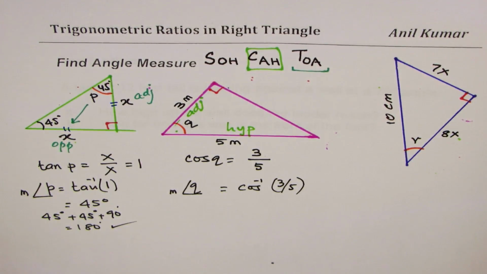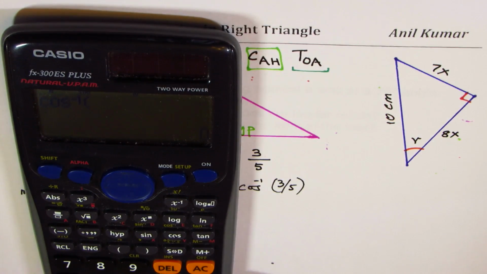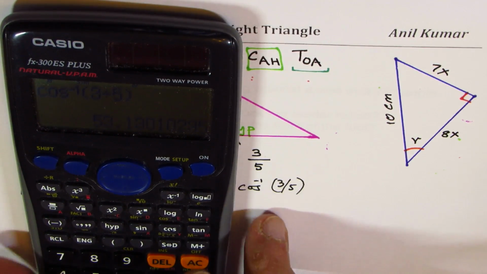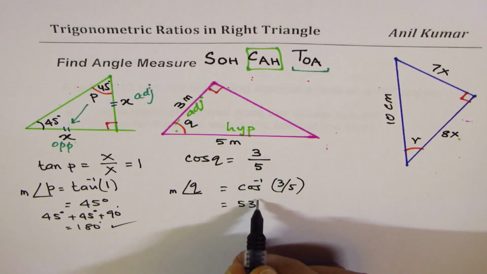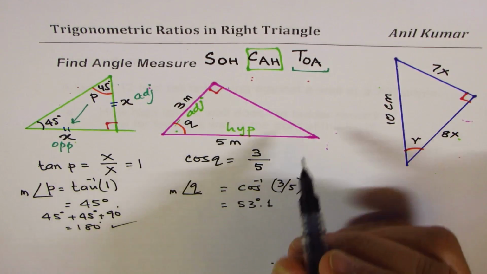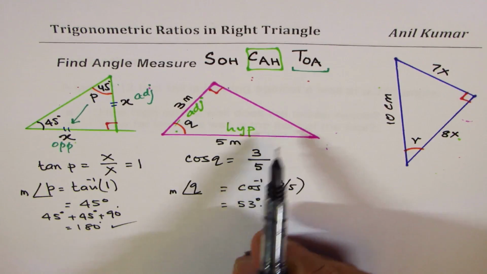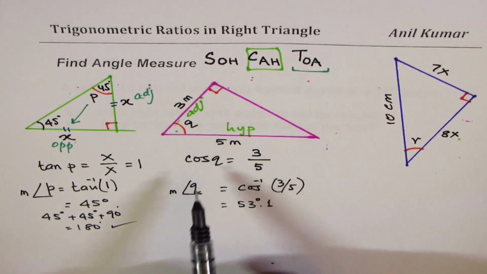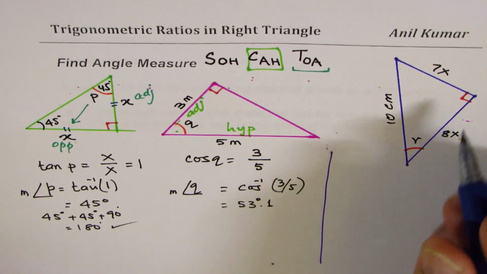Okay, so again use your calculator, shift cos key, which gives you cos inverse, and we want 3 divided by 5 equals to, it is 53.13. So we'll write this as 53 degrees for the time being. Or you can write 53.1. So we get Q as 53.1. The other angle, of course, is 90 minus this. Is that clear? Now the last example for finding angle is right there.